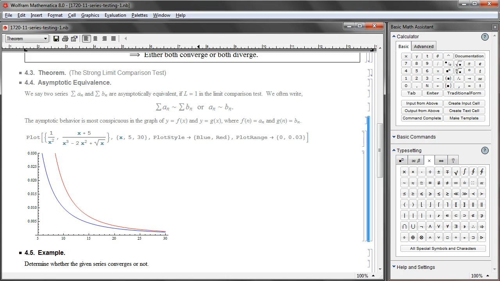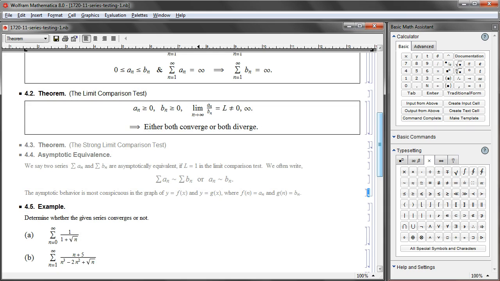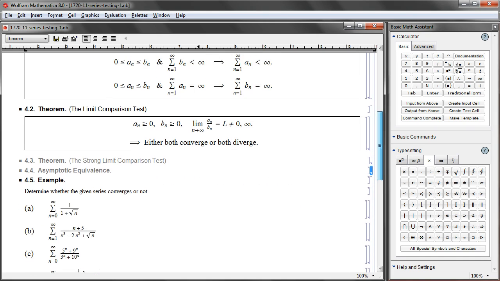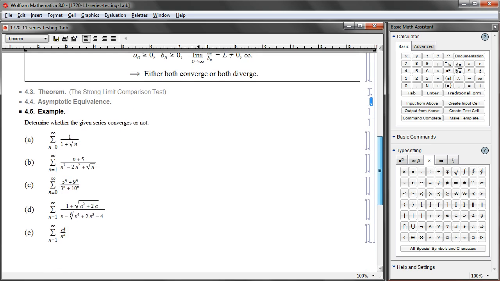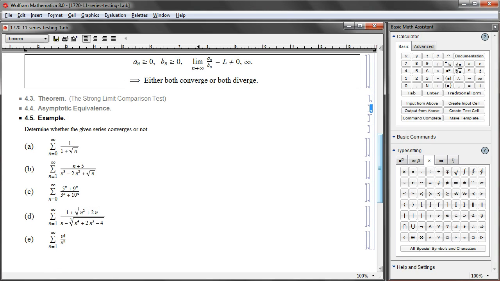Do we have some picture? Oh yes, good. We have a couple of series here, expressed as functions, and as you can see, the blue and red functions are getting closer and closer as we move to the right. We have asymptotic behavior, and that's why this is called asymptotic equivalence, and that'll turn out to be pretty useful. Let's move on to example 4.5.